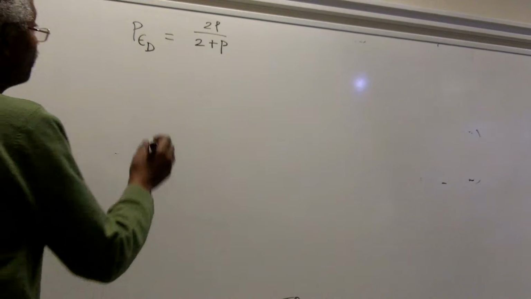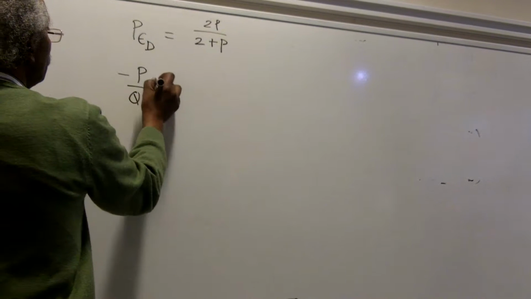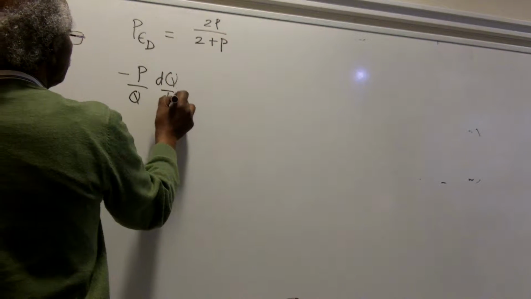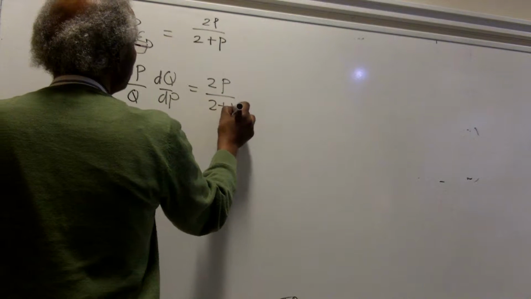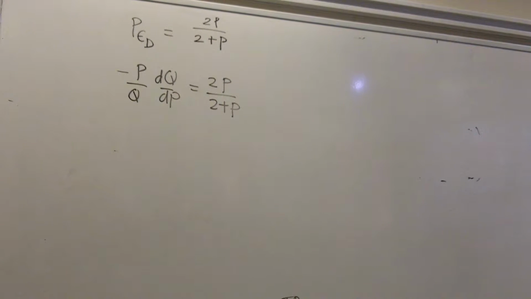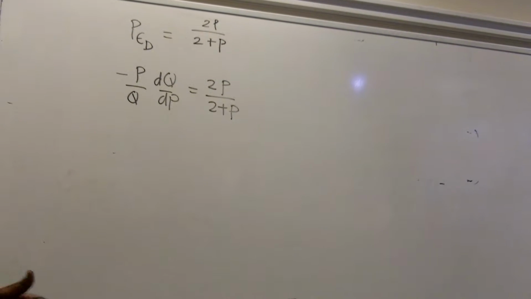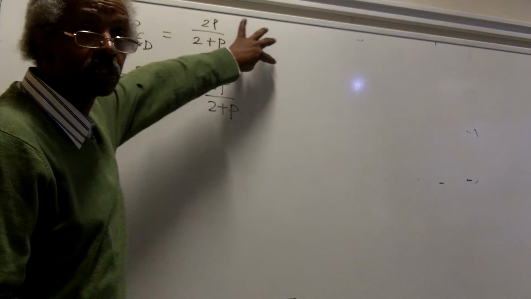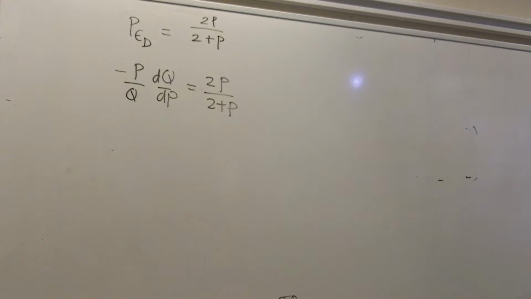Okay, now there is a definition. What is this? We've already said this is equal to P over Q, dQ by dP, and this is equal to 2P over 2 plus P, and this is a differential equation. We know you solve this equation by separating the variables. This is elasticity, that's what is given. It's given there. I'll try to show you where it's given.